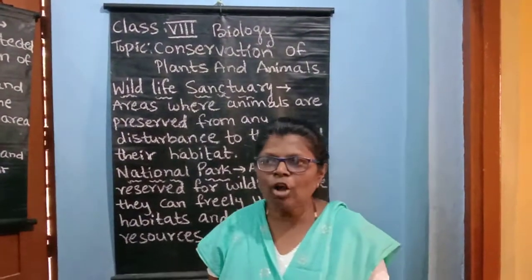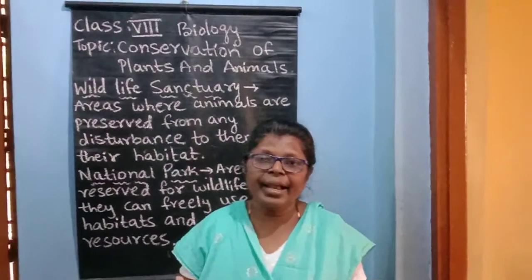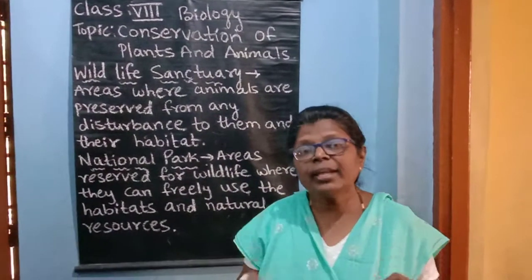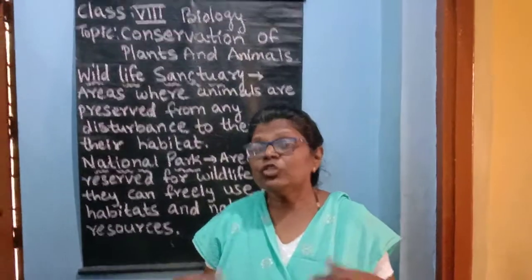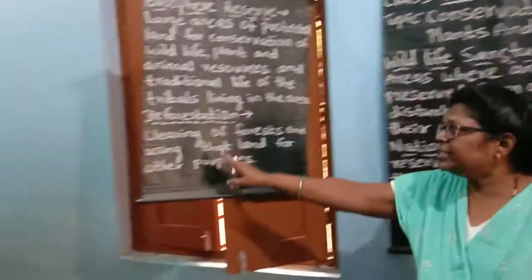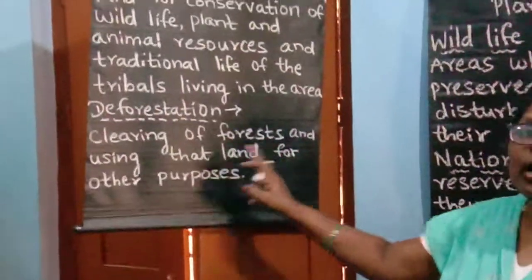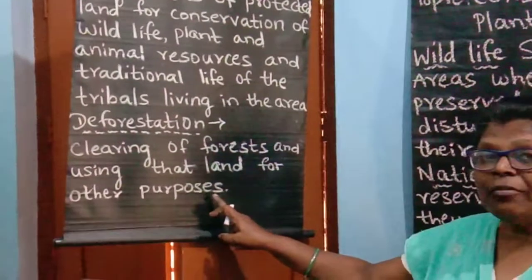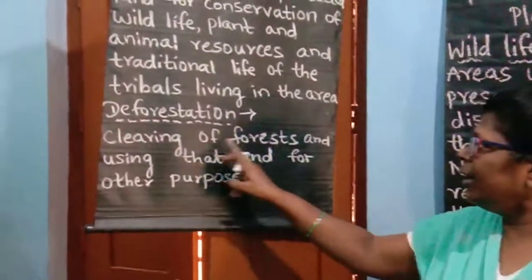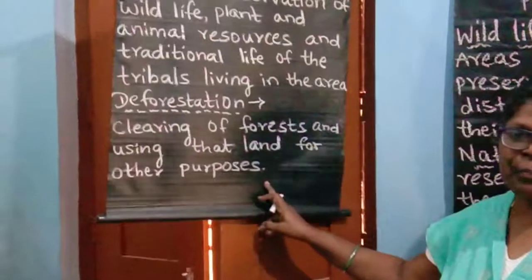A great variety of plants and animals exist on Earth. We are dependent on plants and animals, but due to deforestation, their survival is in danger. So children, what is meant by deforestation? Deforestation means clearing of forest and using that land for other purposes. So again I will repeat the definition of deforestation. Deforestation means clearing of forest and using that land for other purposes.